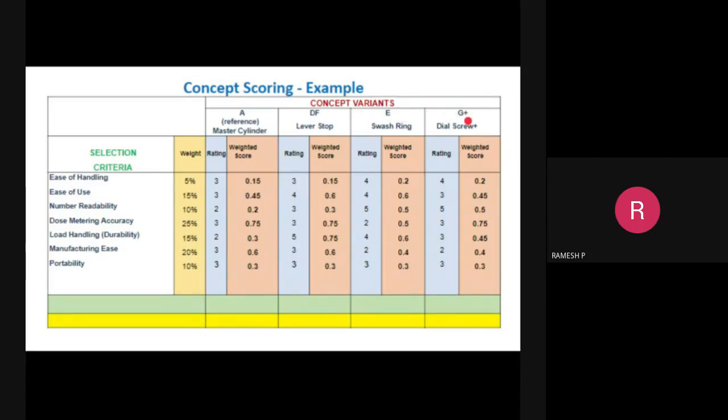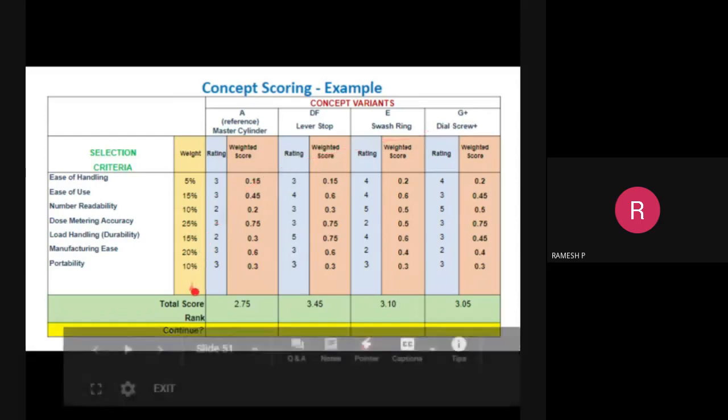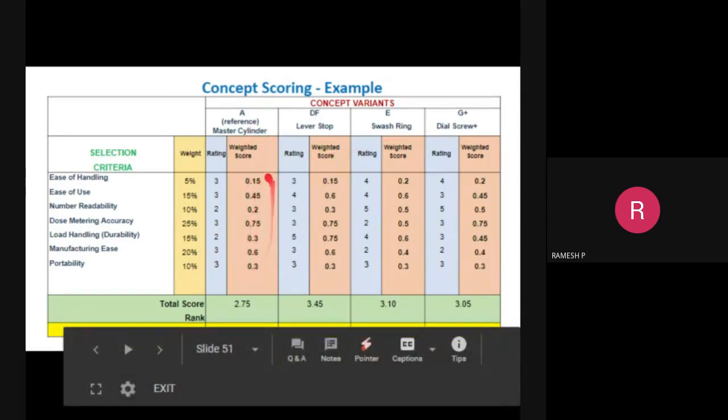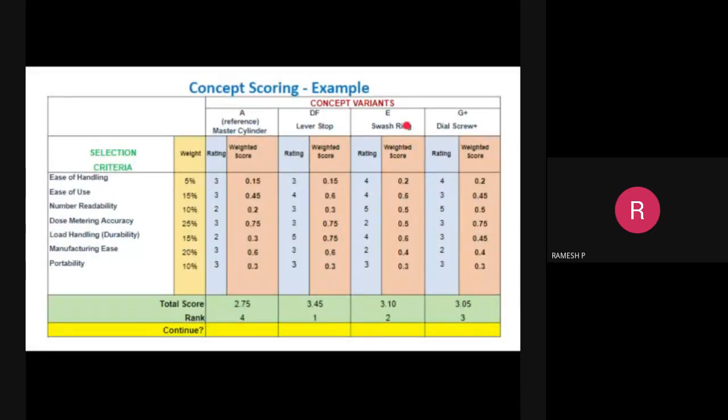Okay. Now, if you calculate the total score, I have to calculate the sum of the weighted scores. I am getting 2.75, 3.45, 3.10 and 3.05. Now provide ranking with respect to this total score. Now you can witness DF, the lever stop, got the first rank, and meanwhile the swash ring with 3.10 is second. Now you can see that the master cylinder has arrived at the least rank when compared with the combined DF, improved G plus, and the E swash ring, which has been chosen as a unique concept.